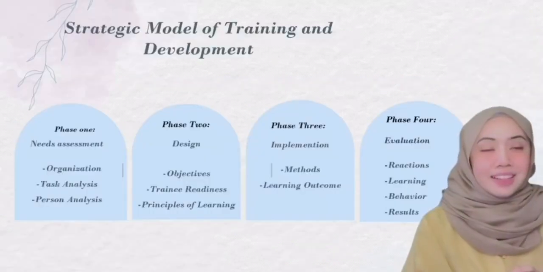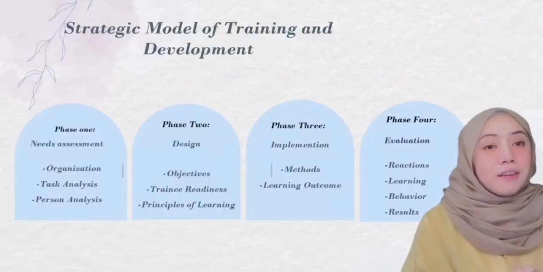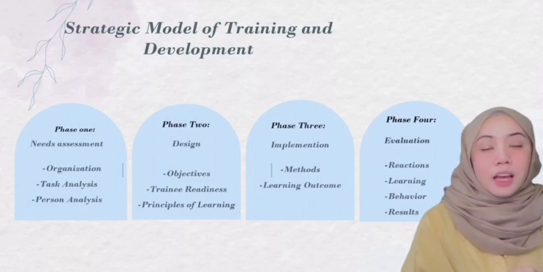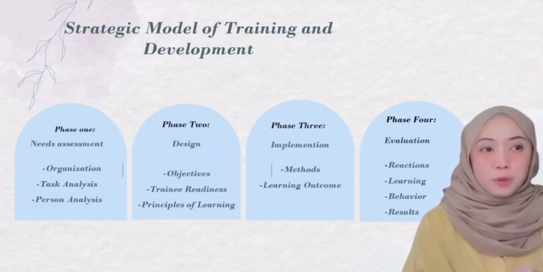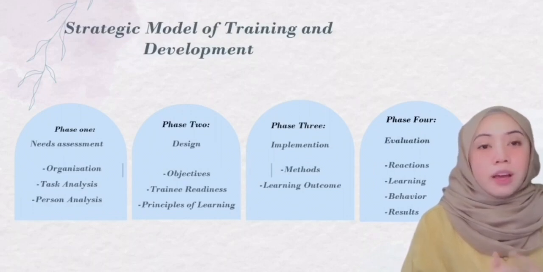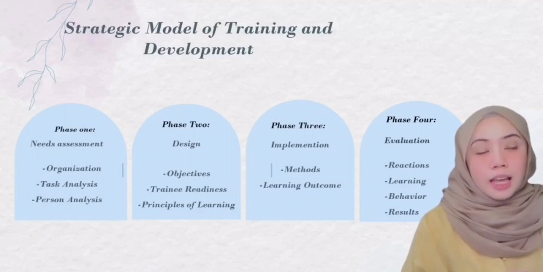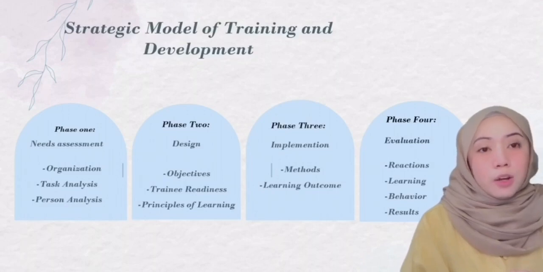Moving forward, the strategic model of training and development. Phase 1, needs assessment, which is organization, task analysis, person analysis. Phase 2, design, objective, training readiness, principles of learning. Phase 3, implementation, which is methods and learning outcome. The last one is phase 4, evaluation: reactions, learning, behavior and results.